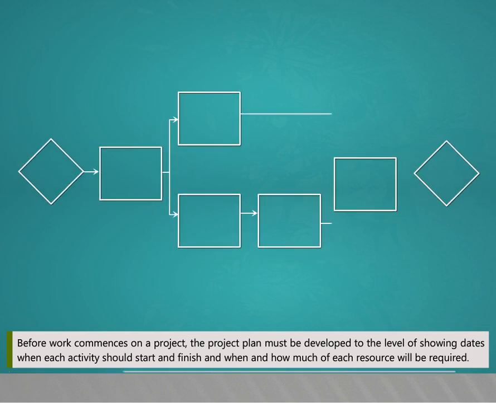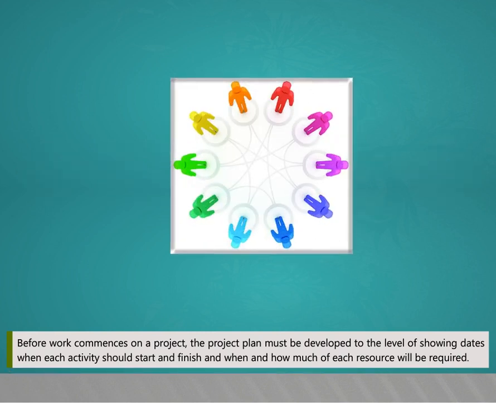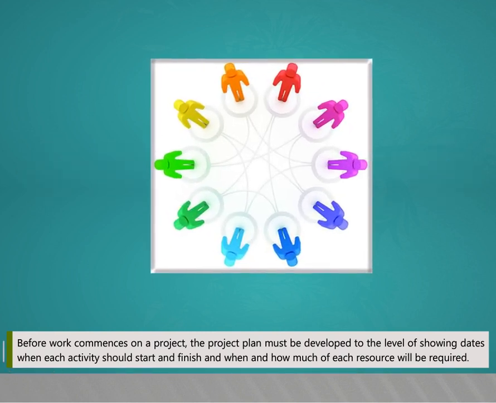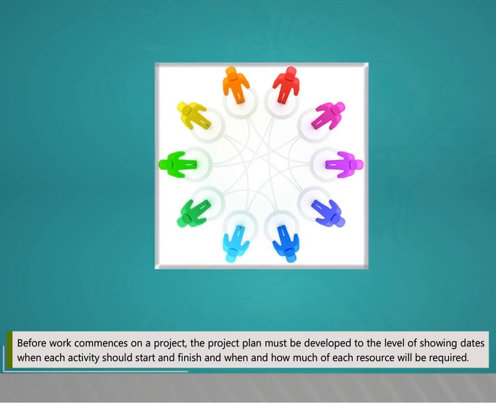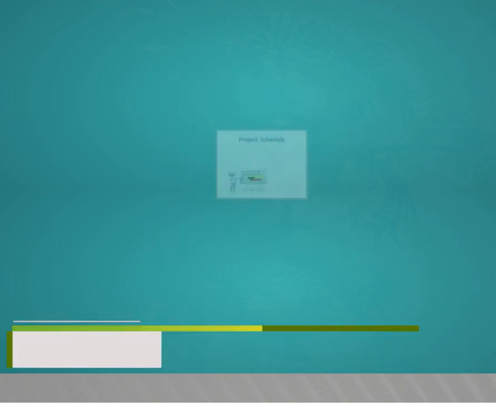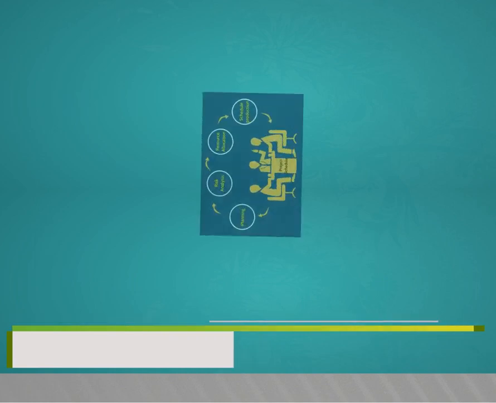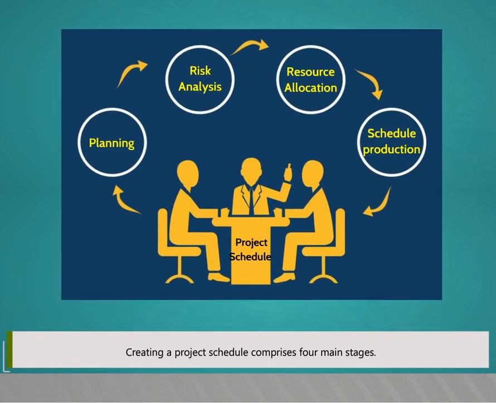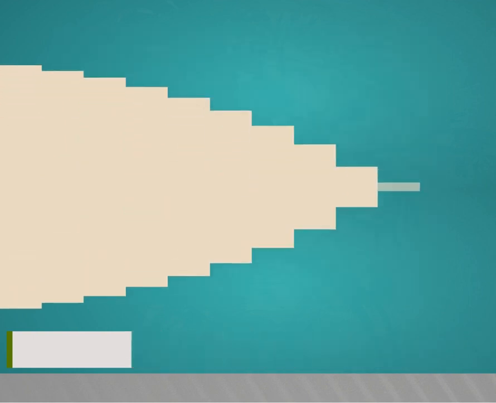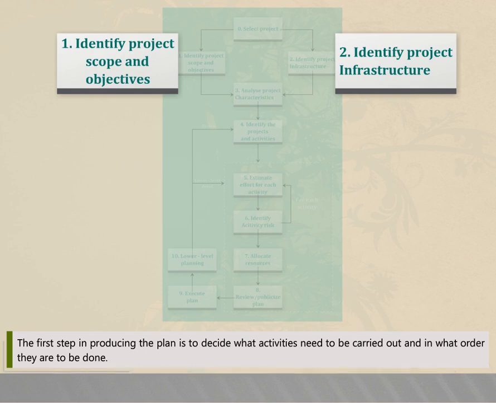Before work commences on a project or possibly a stage of a larger project, the project plan must be developed to the level of showing dates, when each activity should start and finish, and when and how much of each resource will be required. Once the plan has been refined to this level of detail, we call it a project schedule. Creating a project schedule comprises 4 main stages. The first step in producing the plan is to decide what activities need to be carried out and in what order they are to be done.